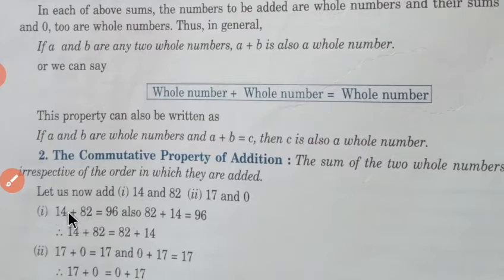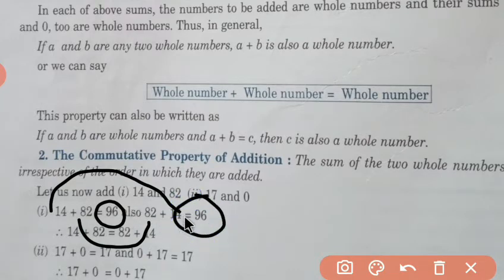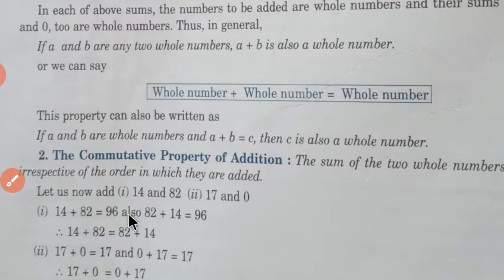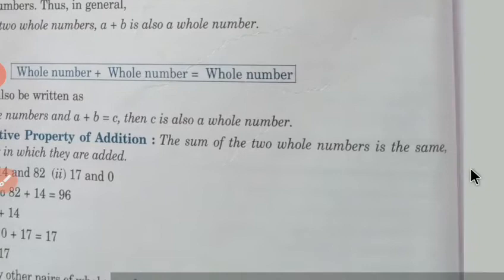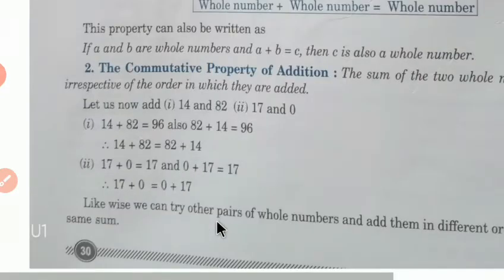First we will add 14 plus 82. If we add, we will get 96. Now we will reverse the order of the whole numbers. First we will write 82, then 14. So 82 plus 14 is equal to 96. You can see that 14 plus 82 is equal to 96, and 82 plus 14 is also 96. So the sum of two whole numbers is the same irrespective of the order in which they are added. There is no effect on the sum if we change the order.